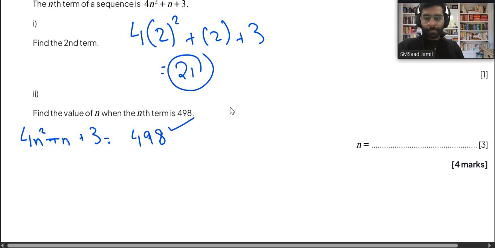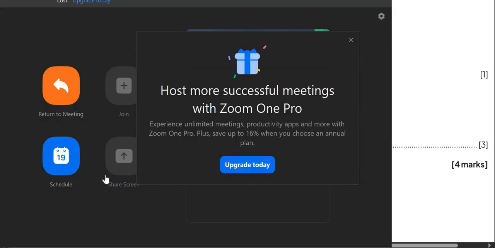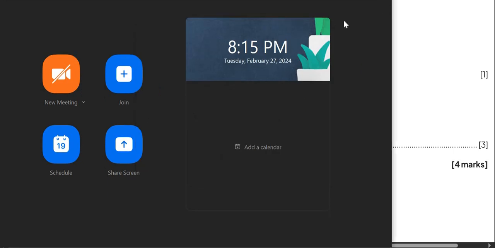Get it? So now let's check. 4n square plus n plus 3, 498 will shift over there. We will do, let me restart the meeting.